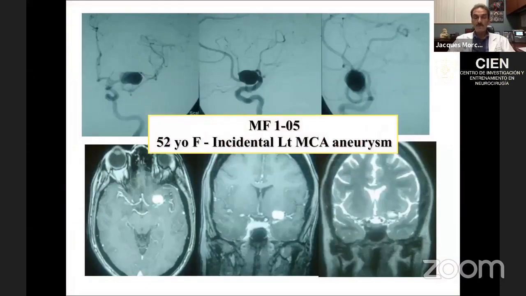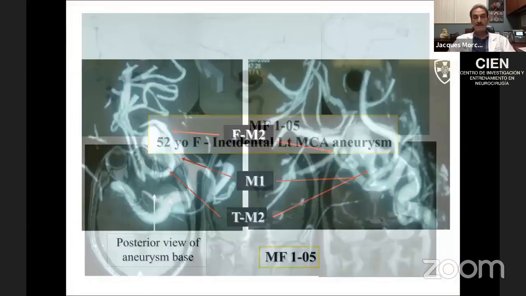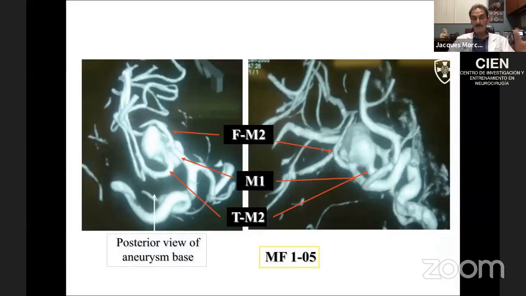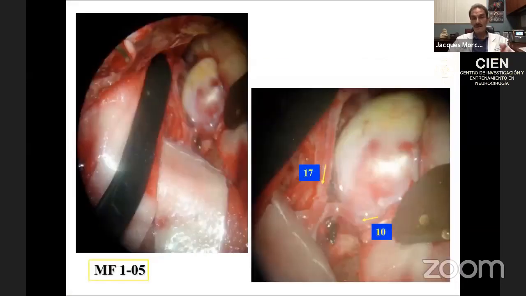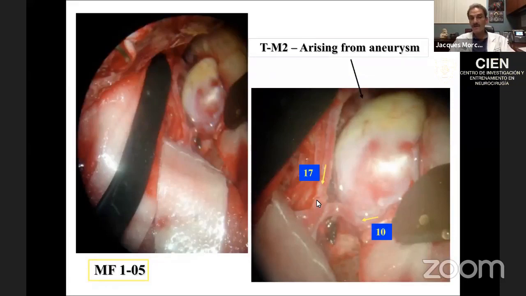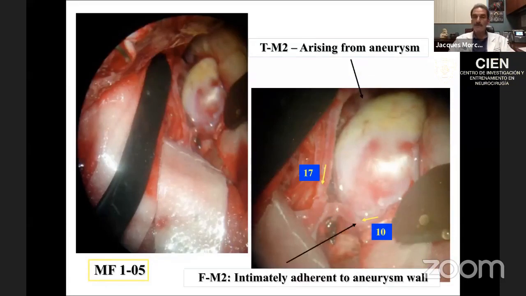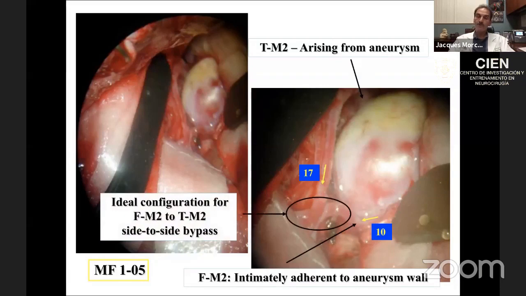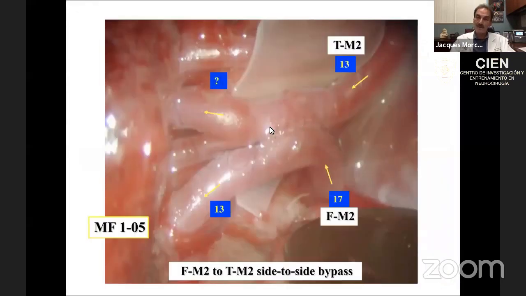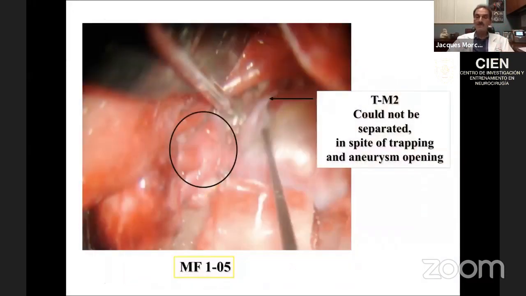I am going to skip some examples of similar aneurysms without going into their details. An aneurysm like this, what do you do? You do a side-to-side M2 to M2 bypass before you try to clip the aneurysm. Here is the bypass completed, side-to-side, to give me room to be able to clip this complex aneurysm.